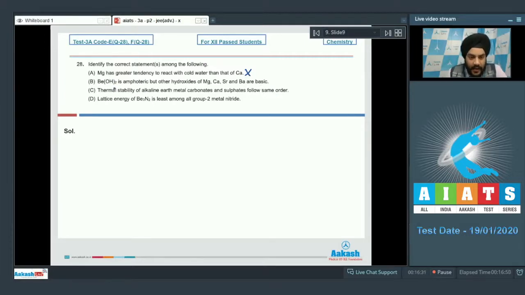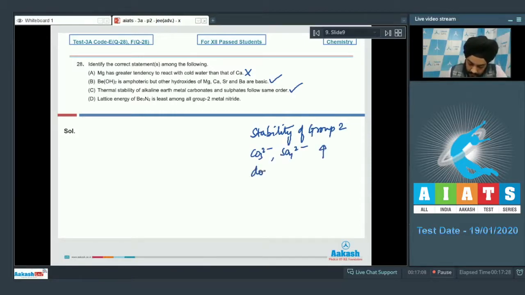If we talk about the B statement now, BeOH whole twice is amphoteric, but other hydroxides of Mg, Ca, Sr and Ba are basic. So this is a correct statement, students. Beryllium hydroxide is amphoteric, whereas magnesium, calcium, strontium and barium hydroxides are basic in nature. If we talk about option C now, thermal stability of alkaline earth metal carbonates and sulfates, they follow the same order. So this is also a correct statement, students. The stability increases down the group. Stability of group 2 carbonates or sulfates increases down the group.